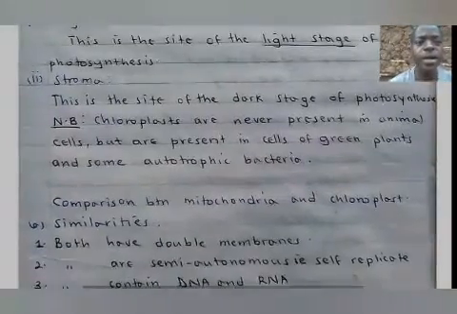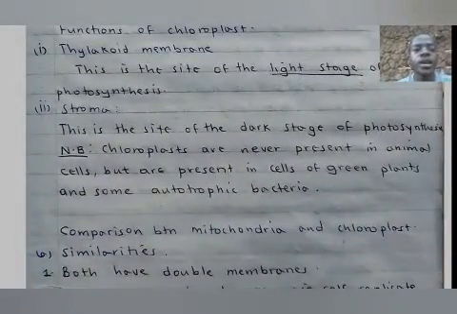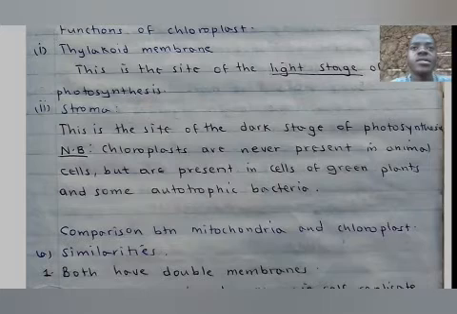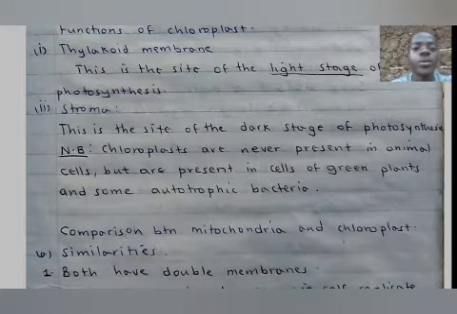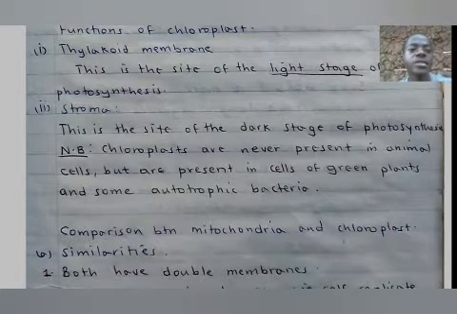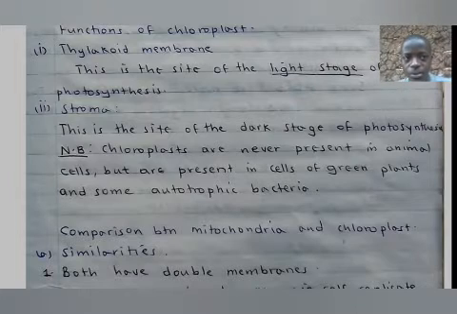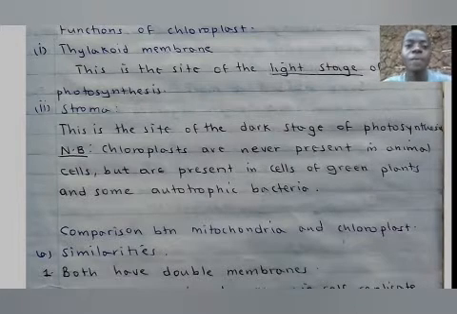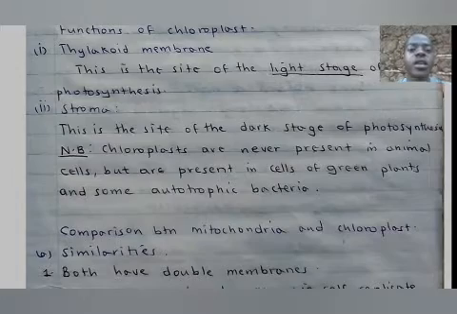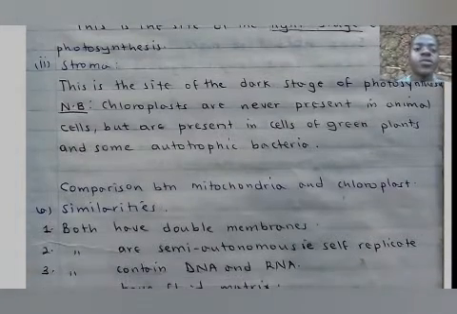The stroma, the other colorless inside, is the site of the dark stage of photosynthesis. We shall understand these stages in our next topic. Don't worry about them. The dark stage and the light stage, we shall come to understand them later. So the chloroplasts are never present in animal cells, but they are present in cells of green plants.